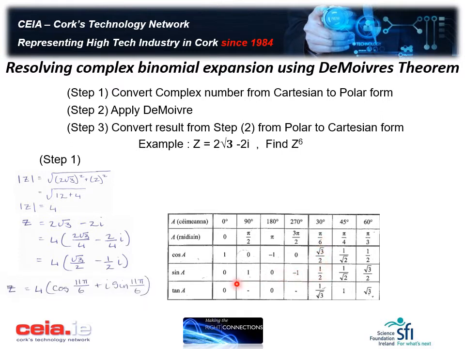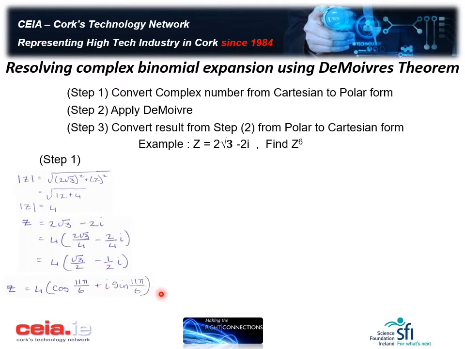So that gives us our complex number in polar form, which is equal to 4 open brackets cosine 11 pi over 6 plus i sine 11 pi over 6. Watch the change from negative to positive here. Okay, so that's step 1 of this process done.